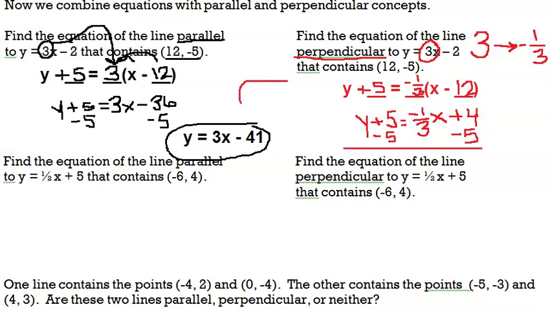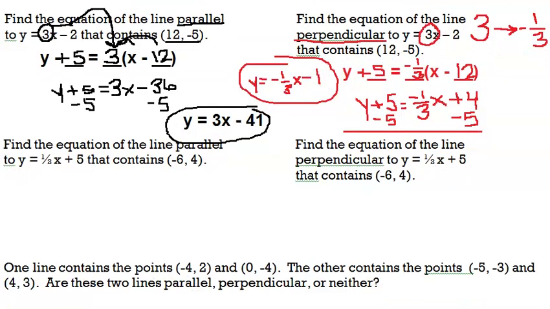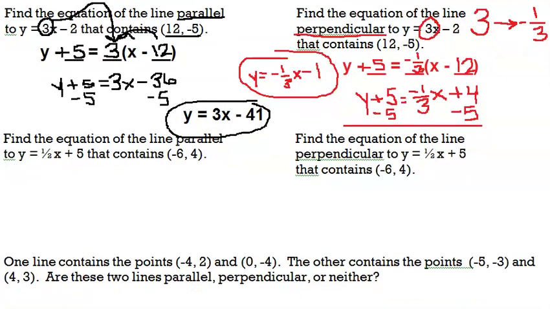So when you get all of that done, you should get y equals negative 1/3 x minus 1. All right, pause that if you need to. If not, that's okay. We're going to keep on moving here.